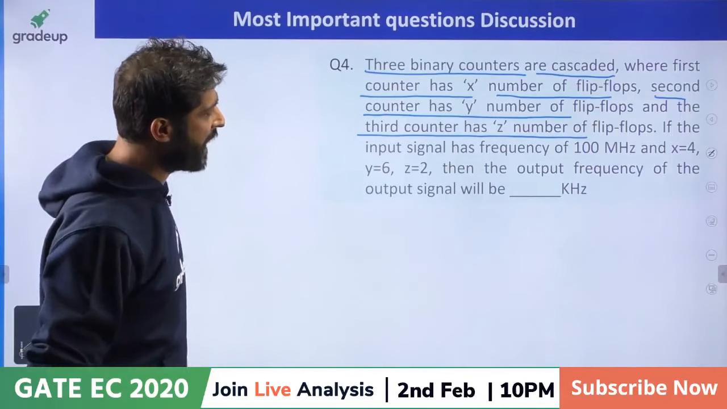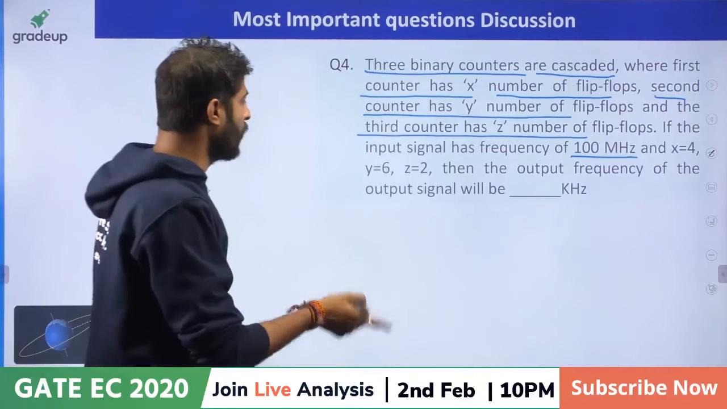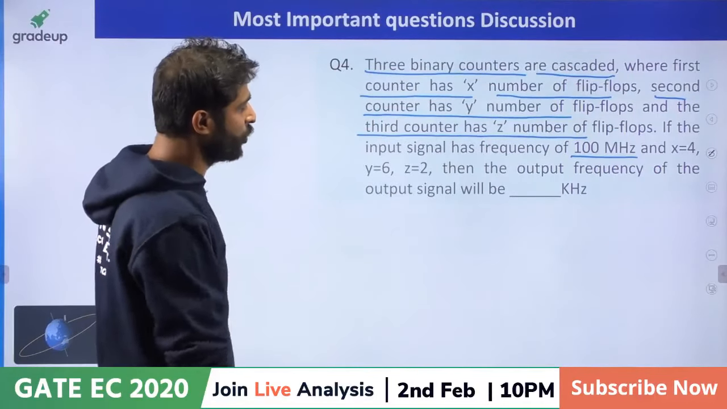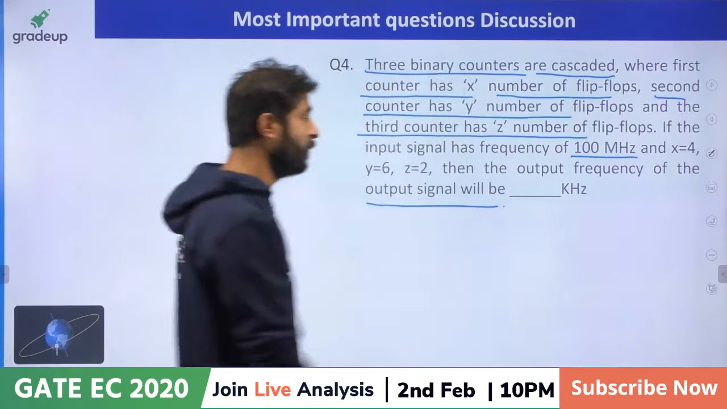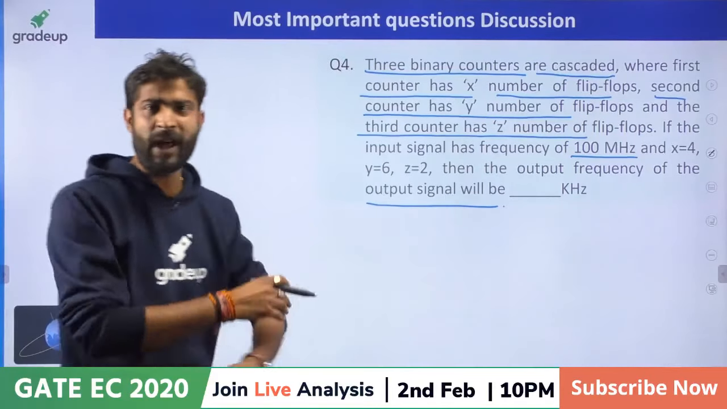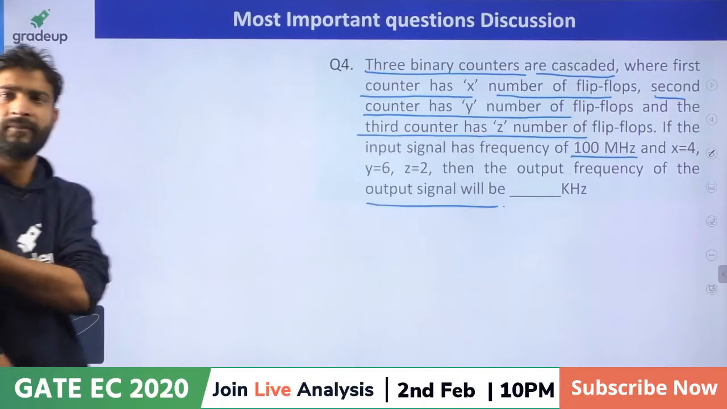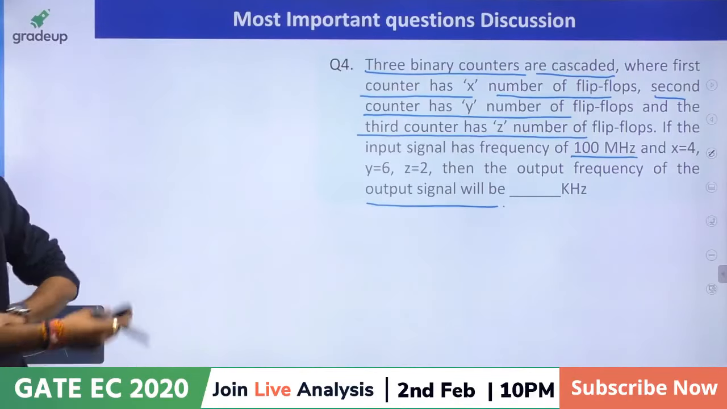If the input signal has the frequency 1000 megahertz and X equal to 4, Y equal to 6 and Z equal to 2, then the output frequency of the output signal will be? Can anybody give me the answer for this? Just give me the answer, everybody.